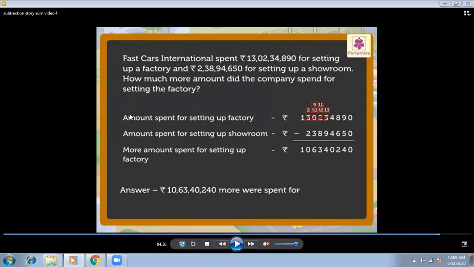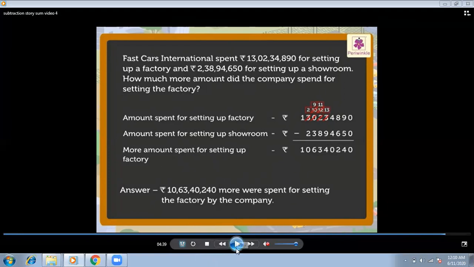Means what has been asked in the question: how much more amount did the company spend for setting the factory. So you will make the ending statement like: 10 crore 63 lakh 40,240 more were spent for setting the factory by the company. In this way, you have to make a proper statement. What has been asked in the question, the last line, you will take the last line from your question, and then you will set the answer you get into the ending statement.